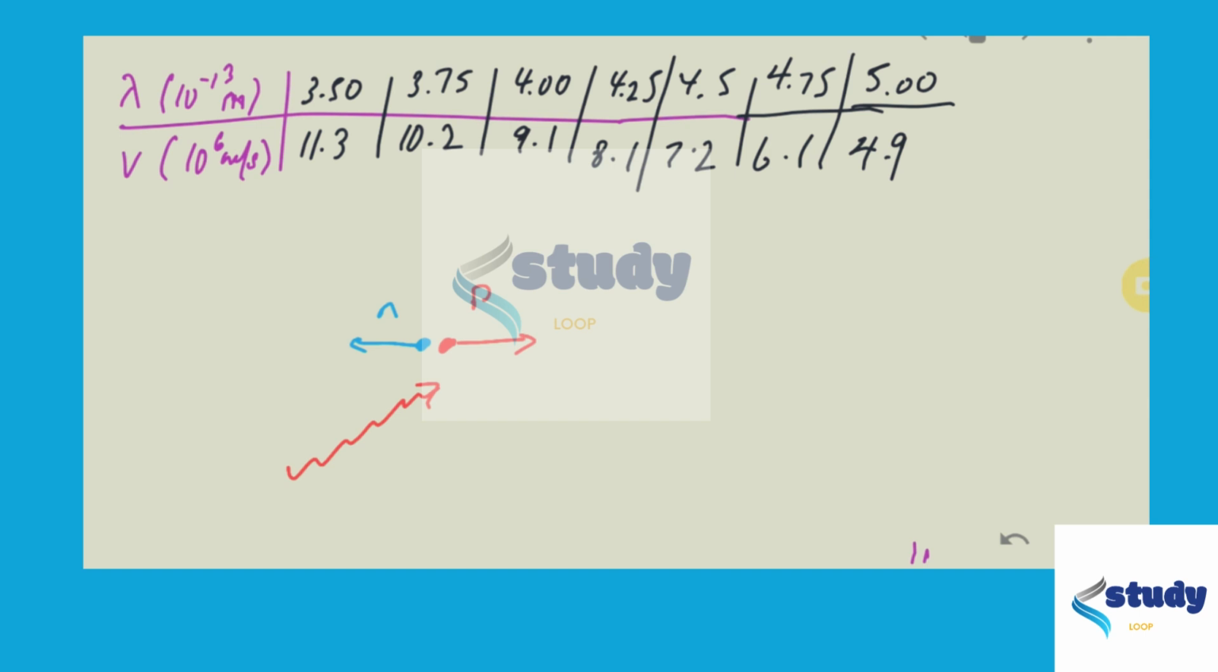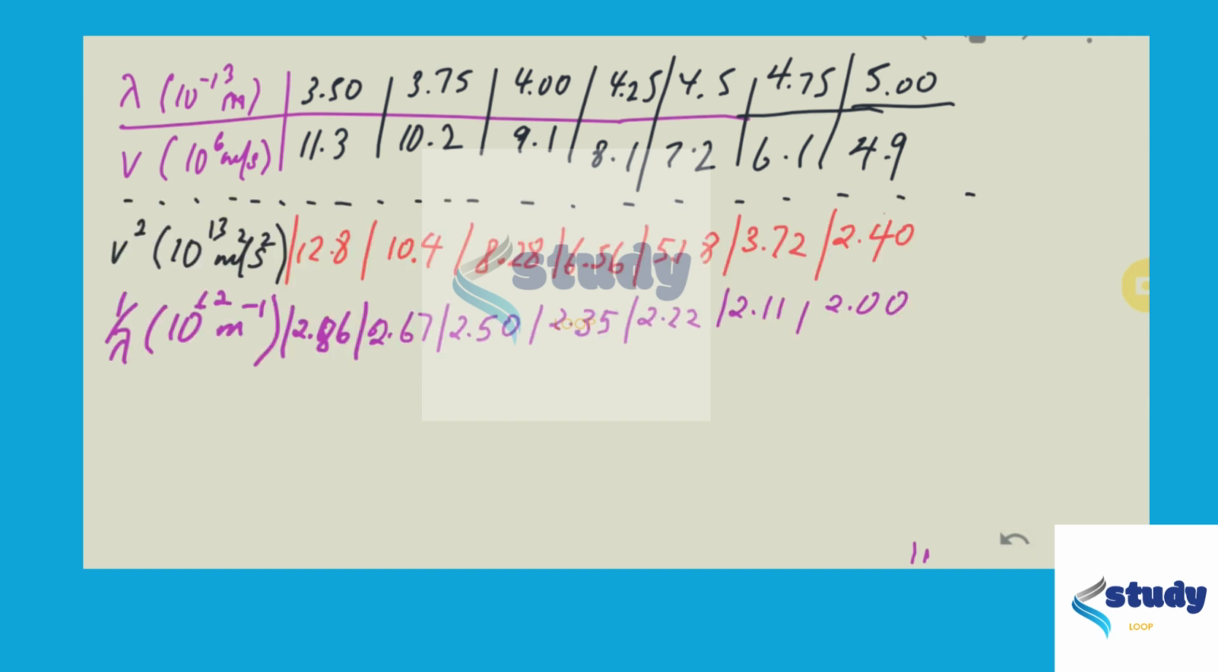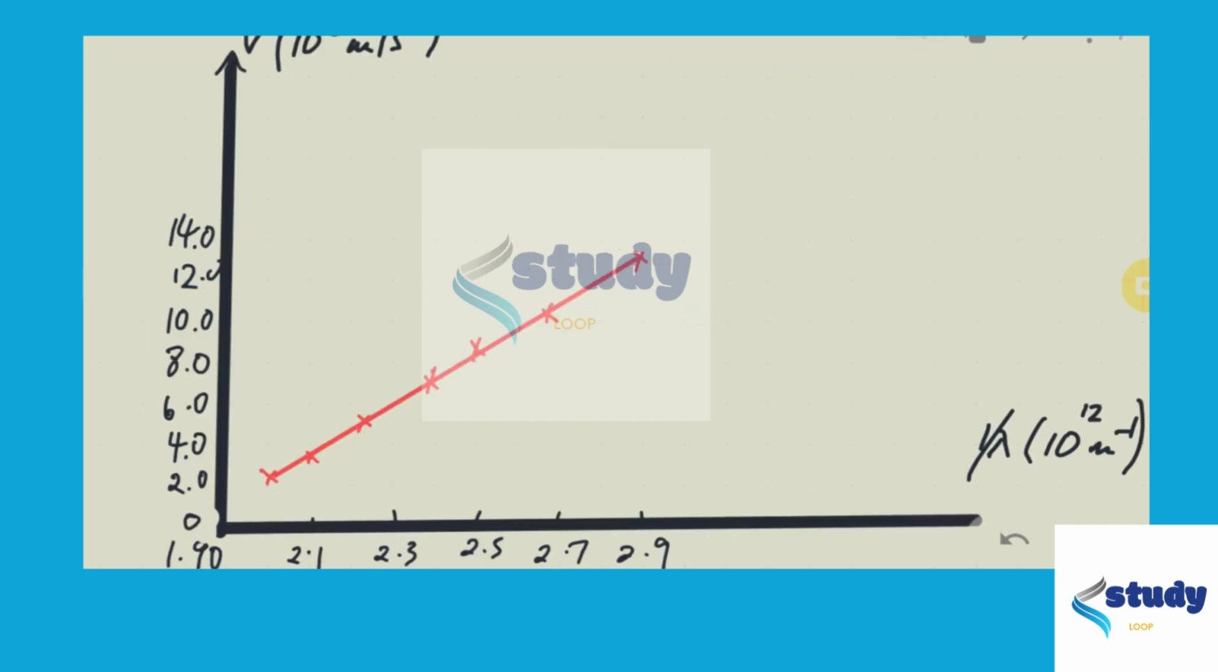versus 1 over lambda. So to do that, we can write down v squared and 1 over lambda on a separate table, as shown. And then we're going to plot these values. So we're going to plot v squared versus 1 over lambda, which means that v squared is the y-axis. This is y. This will be the x-axis. Very simple. If you plot it and draw a straight line, what you should get is something like this graph, a straight line.